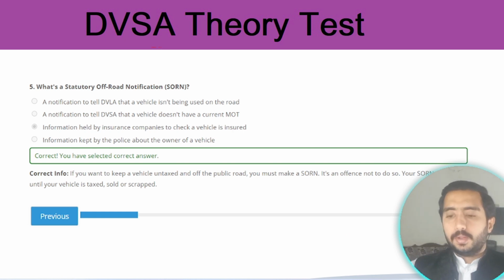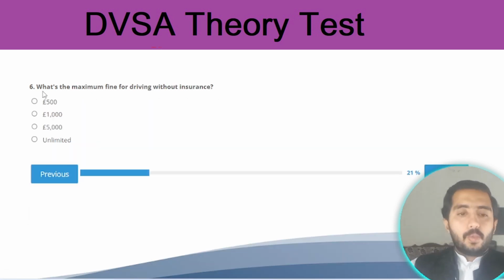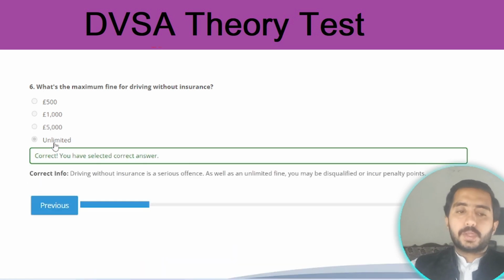Next question, question number 6, what's the maximum fine for driving without insurance? The correct option is unlimited. Option D.